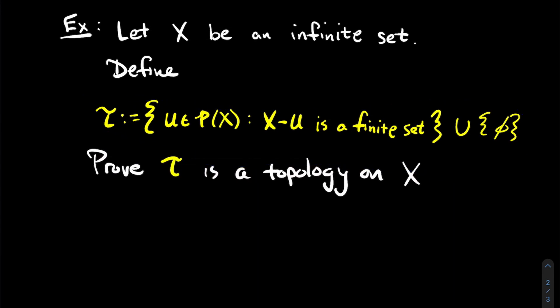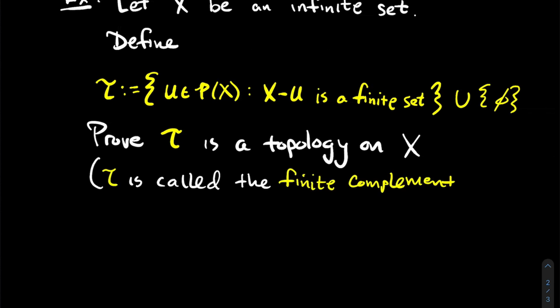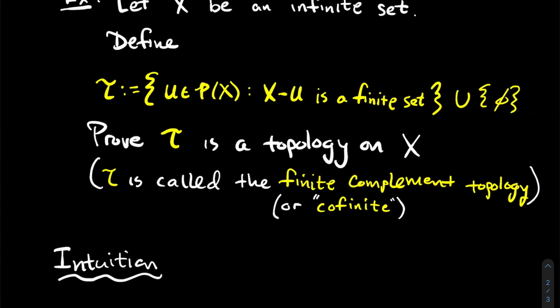Okay. So what we're going to do is prove that T is a topology on X. Before we jump into the proof, by the way, T is called the finite complement topology. Some books refer to it as the cofinite topology. So either one of those, they mean the same thing. But before we jump into the proof for this example, we're going to come back to it in a minute.